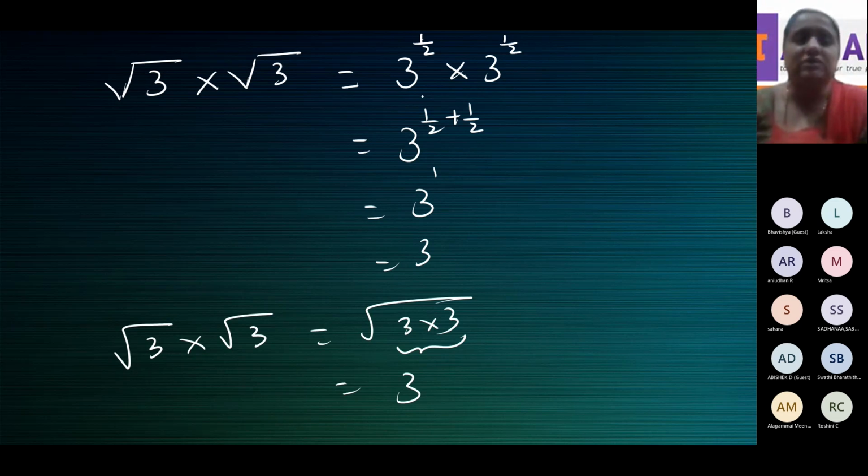Here we are converting it to the exponential form. Square root of 3 is nothing but 3 to the power 1/2. Again, this one is also 3 to the power 1/2. It's multiplied. So when bases are same and it's multiplication, we add the powers. 1/2 plus 1/2, half plus half is 1, which is 3. The same you get like this also.